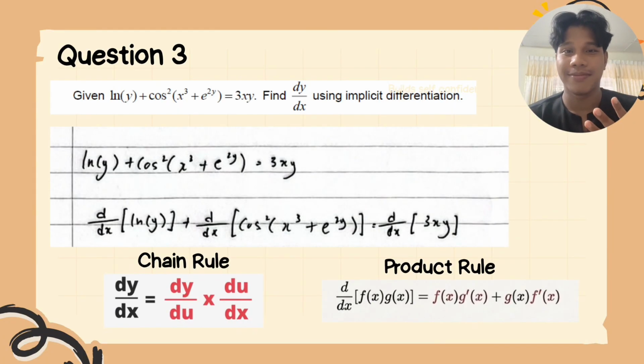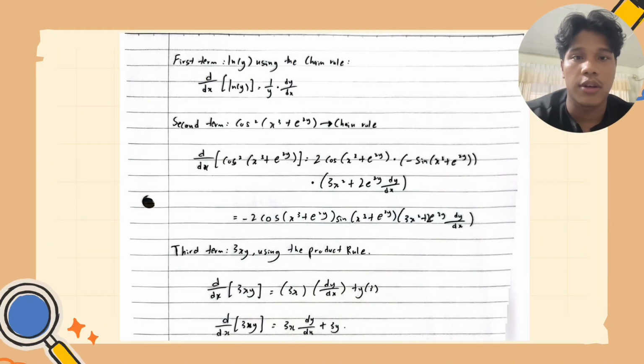Question 3. Given ln y plus cos squared(s cubed plus e to the y) equals 3sy, find dy over ds using implicit differentiation. Alright, first step, we need to differentiate each term with respect to s. We need to apply the derivative operator, which is d over ds, to both sides of the equation. Alright, after that we need to divide it into 3 terms.